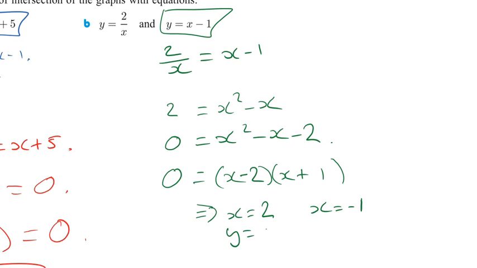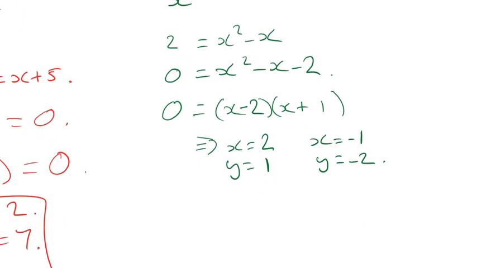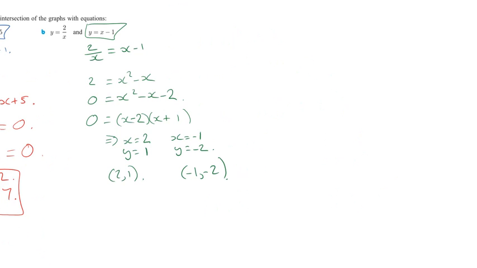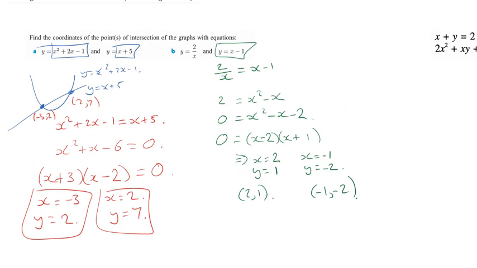So if x is 2, y is going to have to be 1. If x was -1, y would have to be -2. So my two coordinate points of intersection are (2, 1) and (-1, -2). Okay, now those ones were relatively straightforward.